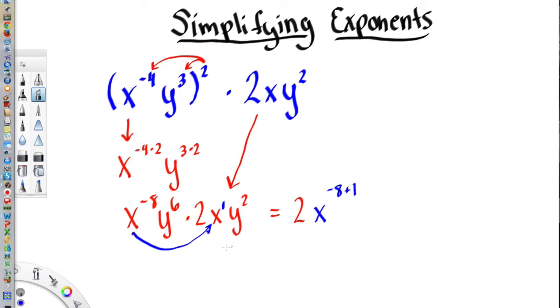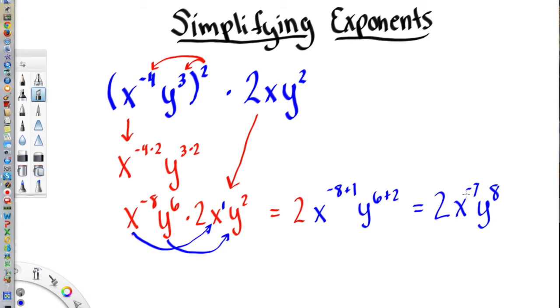And then I've got some y's to combine. I've got y to the 6th power times y to the second power, which is going to be y to the 6 plus 2 power. So let's clean things up a little bit. That's going to be 2, and x to the negative 8 plus 1 is really x to the negative 7th power, because a negative 8 and a positive 1 is a negative 7. And then 6 plus 2 is 8, so that's y to the 8th power.